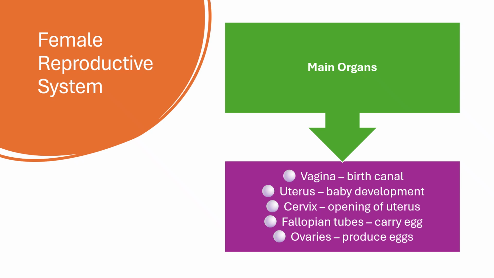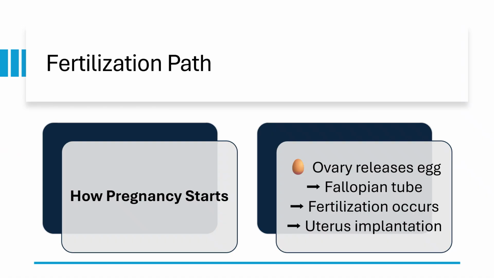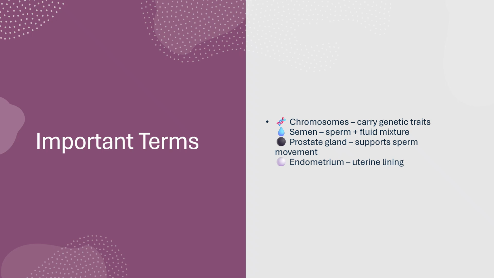The female reproductive system produces eggs and supports pregnancy. The uterus is where a fertilized egg develops into a baby. The egg travels from the ovary through the fallopian tube. If fertilized, it moves to the uterus and attaches to the lining for pregnancy. These structures help in reproduction, fertilization, and development of life inside the uterus.